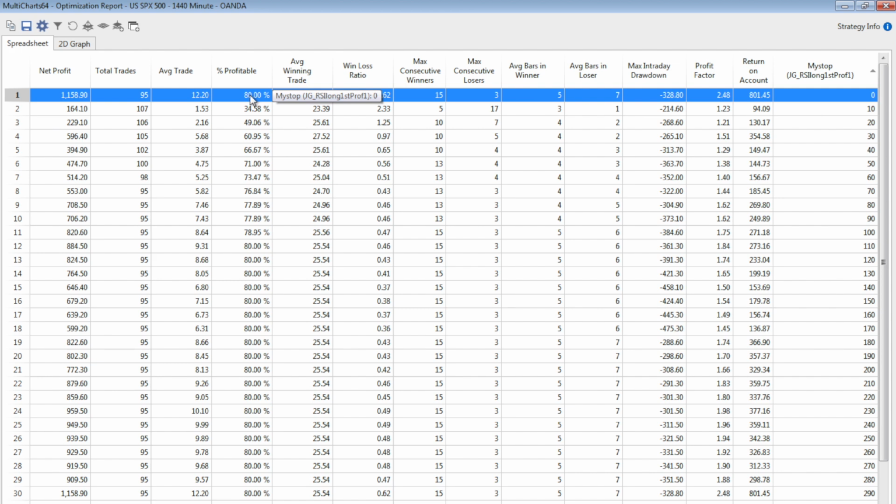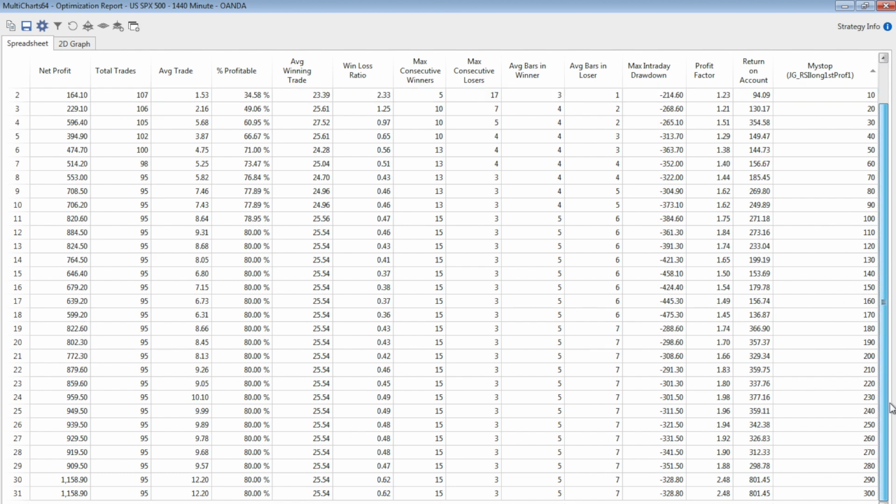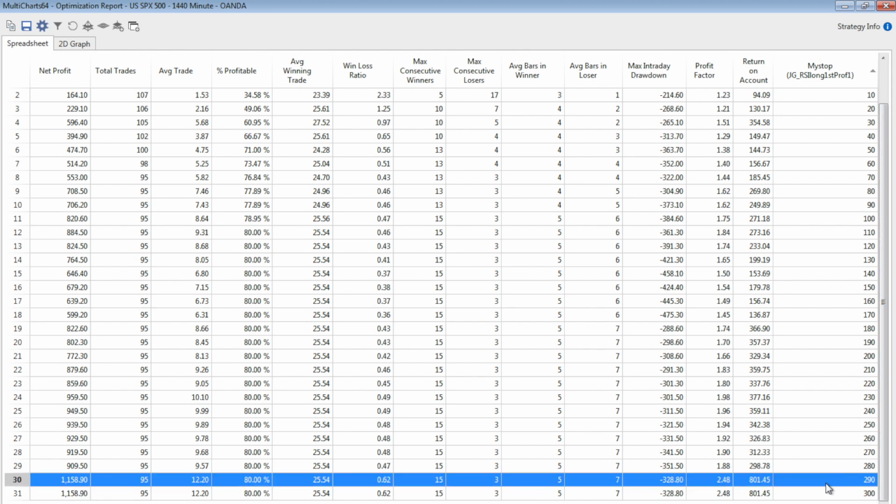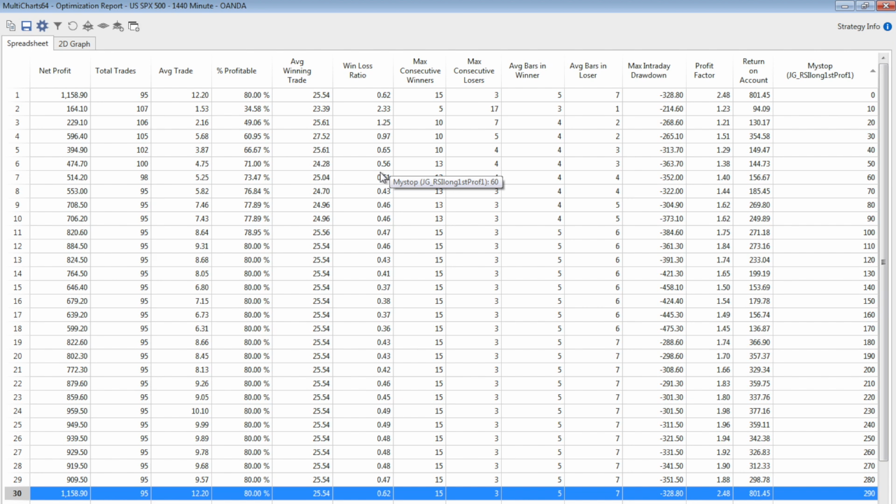Percent profitable, 80%. And the minute we start using a stop loss, you can see how this net profit does drastically go down. The more we go down the table, we get to 290 ticks, and the results are the same as pretty much using no stop loss, because that stop loss was never hit in this backtest, and you could argue that it's not really even a stop loss because it's never hit. So what I'm looking for is the smallest possible stop loss within reason.